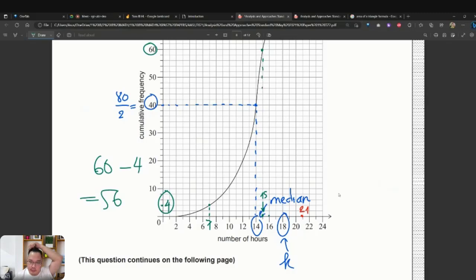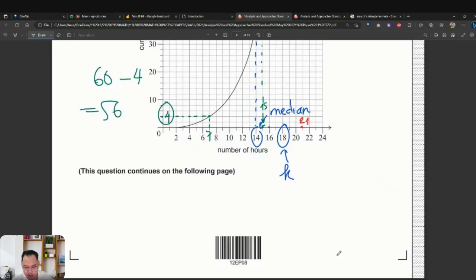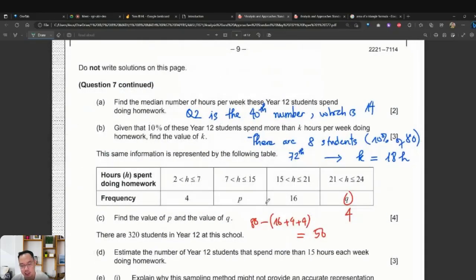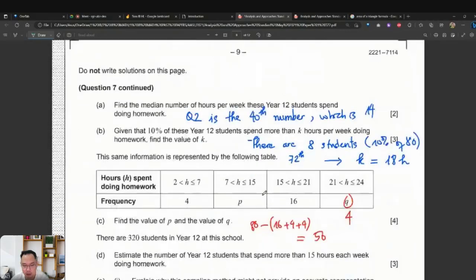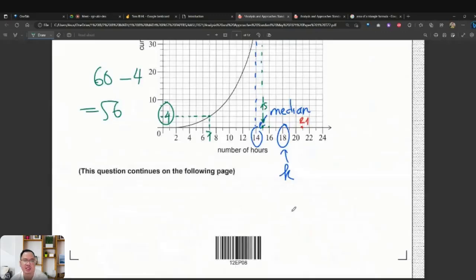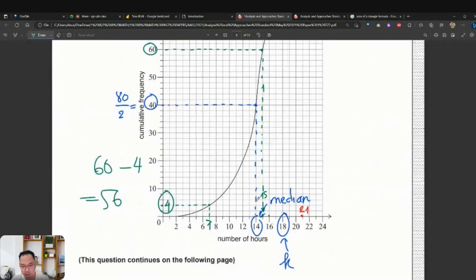This 15 hours is associated with the cumulative frequency of 60. And then the cumulative frequency of 4 is associated with 7 hours. So the difference is 60 minus 4, 56. The same as the other method. So we are very confident that this is the correct answer. Most of the students spend about 7 to 15 hours per week doing homework, meaning about 1.5 or 2 hours a day. That's a reasonable time.